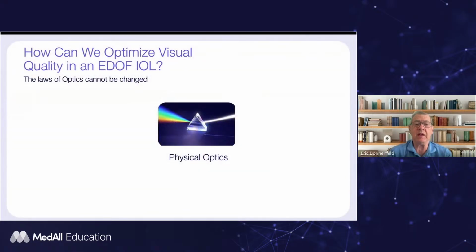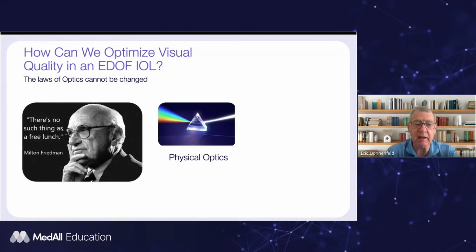Well, one of the things I've learned is that the laws of optics cannot be changed. And the physical optics basically say that light is diffractive. And according to the economist Milton Friedman, there's no such thing as a free lunch, and the same thing applies to ophthalmology. There's no free lunch in intraocular lenses. Anything we get, we have to give up something different.